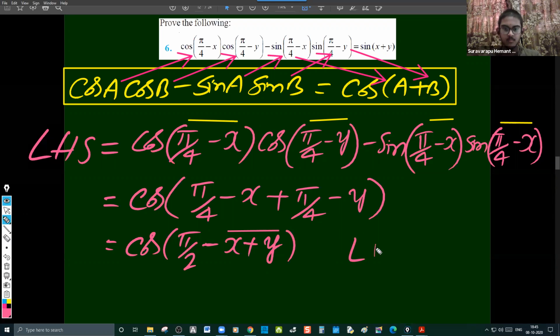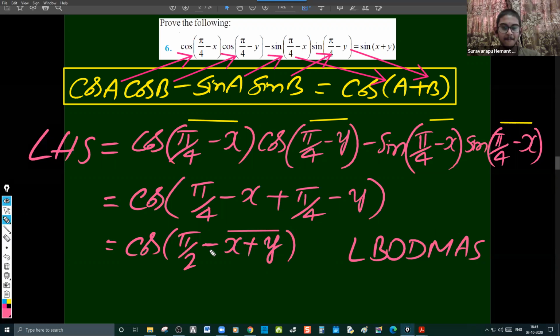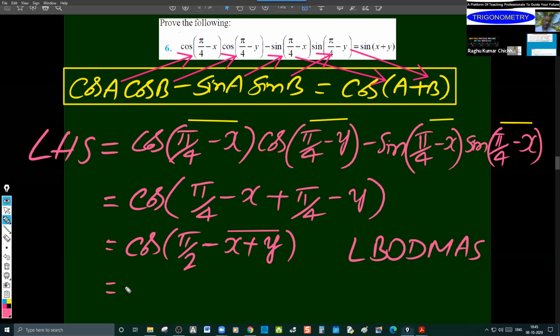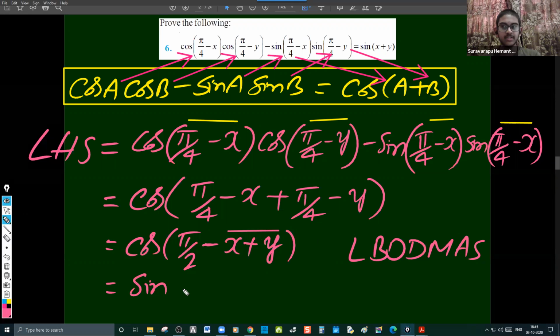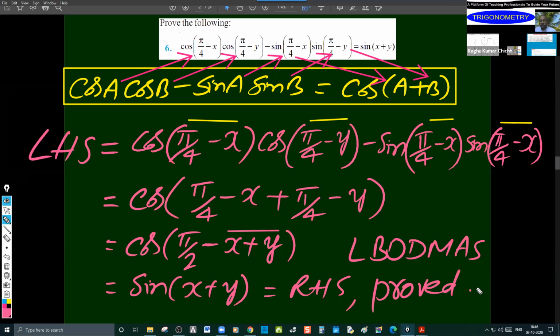In fact, we must call it L Bodmas. L stands for line bracket. Generally, that line bracket is neglected. This is line bracket. Don't get confused. While splitting it, you have to write it as minus of x plus y. Minus x minus y. Now, what is cos 90 minus theta? Cos 90 minus theta is sin theta. That's it. Which is RHS, and it is proved. Hope you understand what I wrote there. Yes, sir. Totally, sir.